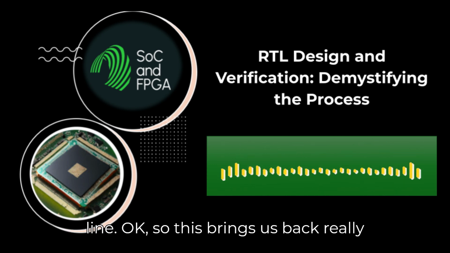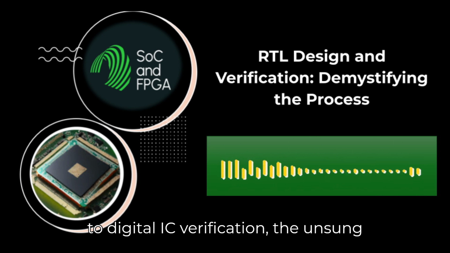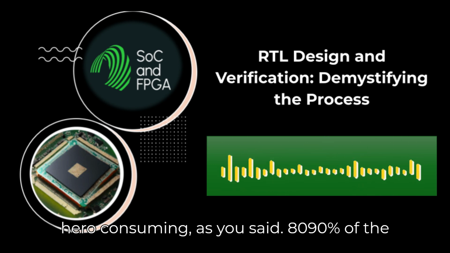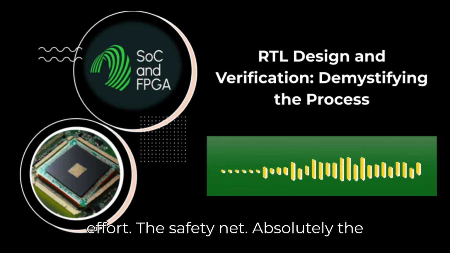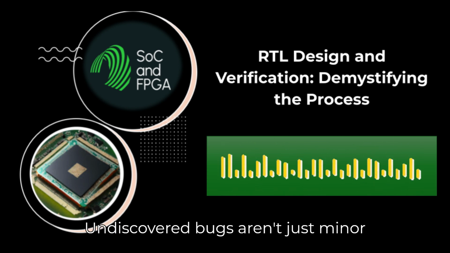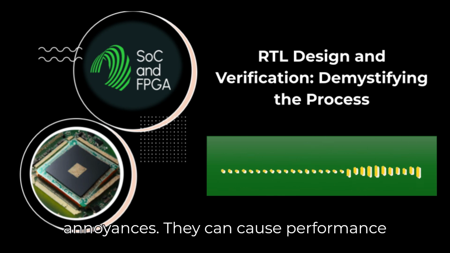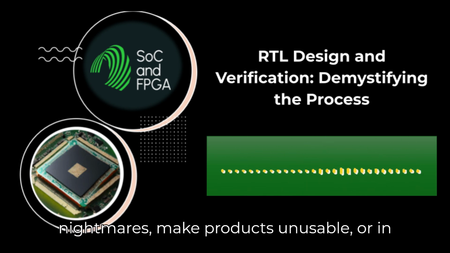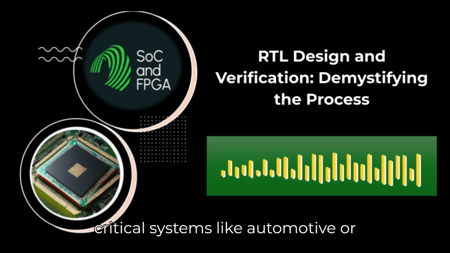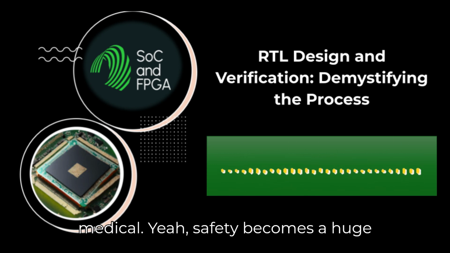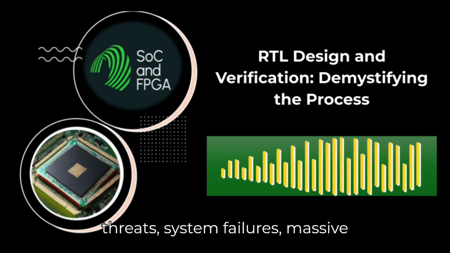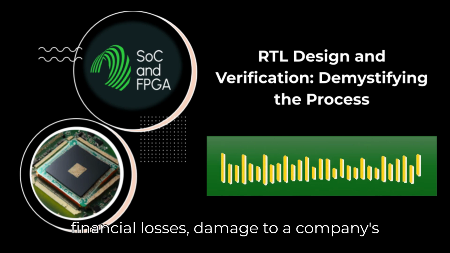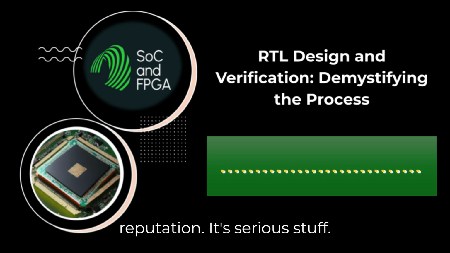Okay, so this brings us back really to digital IC verification, the unsung hero consuming, as you said, 80–90% of the effort, the safety net. Absolutely, the safety net. And you really need it. Undiscovered bugs aren't just minor annoyances. They can cause performance nightmares, make products unusable, or in critical systems like automotive or medical. Yeah, safety becomes a huge issue. Exactly. Significant safety threats, system failures, massive financial losses, damage to a company's reputation.